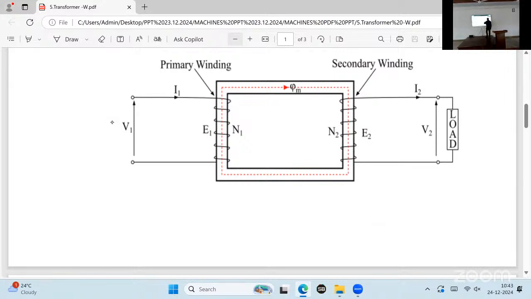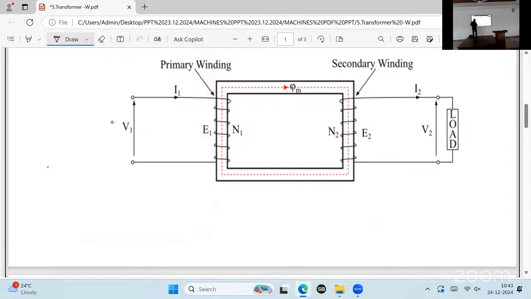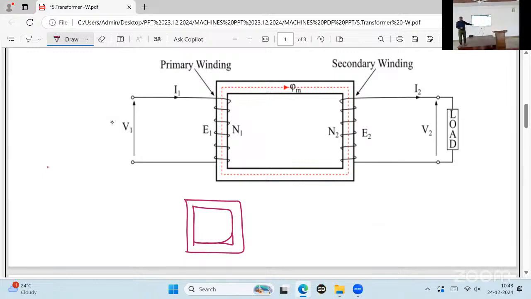Now we have 2 windings, primary winding and secondary winding. Take a steel bar and cut it into this shape. We'll get this same diagram only.